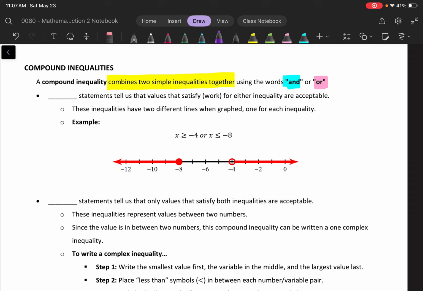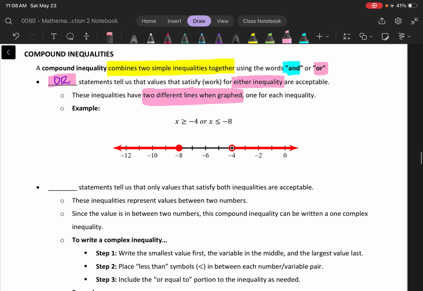So the first one we're going to look at is actually the OR statements, because those are typically a little bit easier to tackle. So an OR statement tells us that the values that satisfy or work for either inequality, not both, but one or the other, are acceptable. These inequalities have 2 different lines when graphed, one for each inequality.